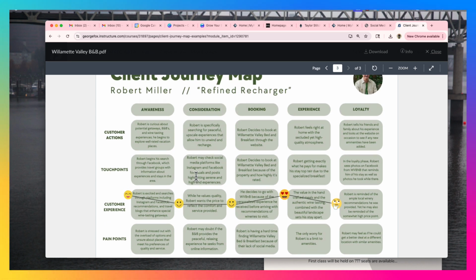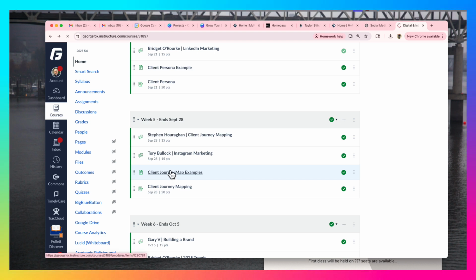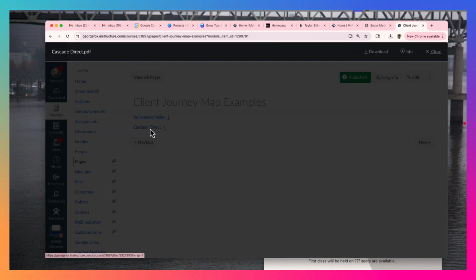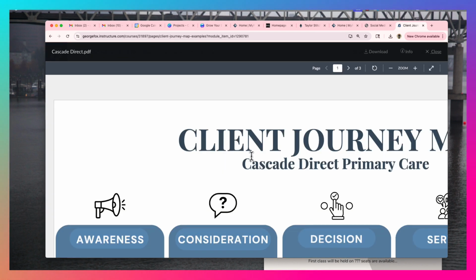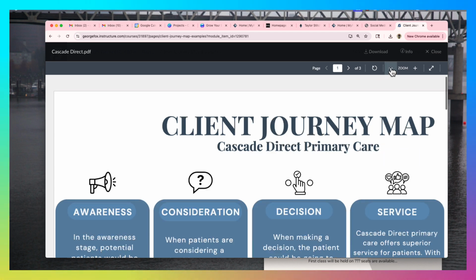This is a hard assignment. I'm going to be looking at specifically each bubble and making sure it makes sense, it's personalized, it is something in the voice of your team. So if we jump back out and look at the Cascade Direct, another team I worked with last year, let's scoot this down and zoom.